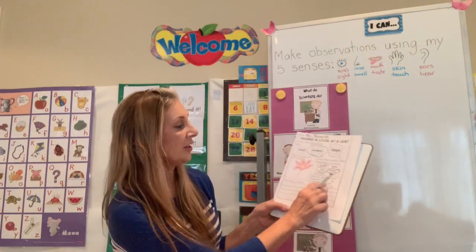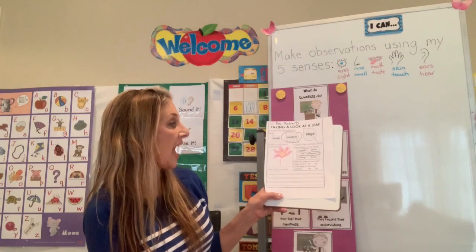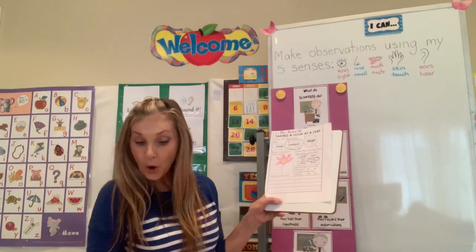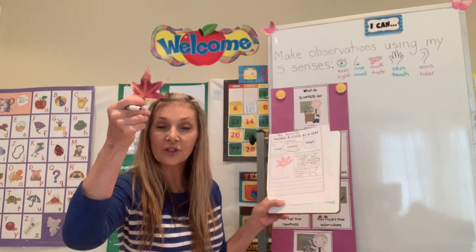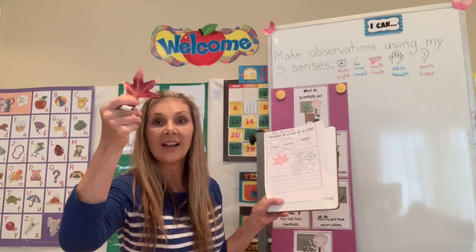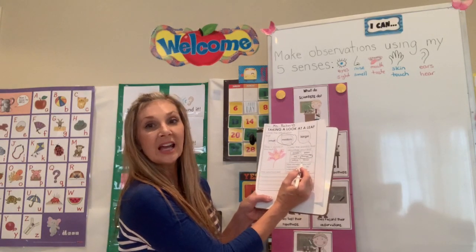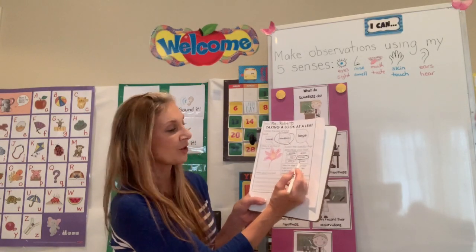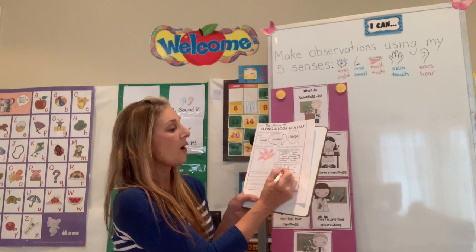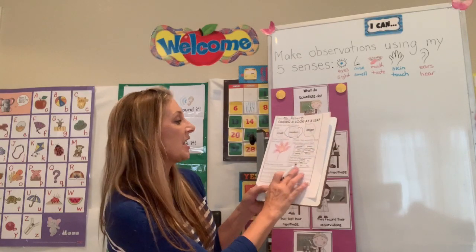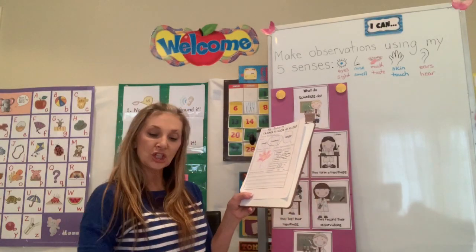Now, this box says, does the edge of your leaf have points? What do you think? Should I circle yes or no? That's right, it does, doesn't it? So I'm going to circle yes. What letter does that start with? That's right, Y.